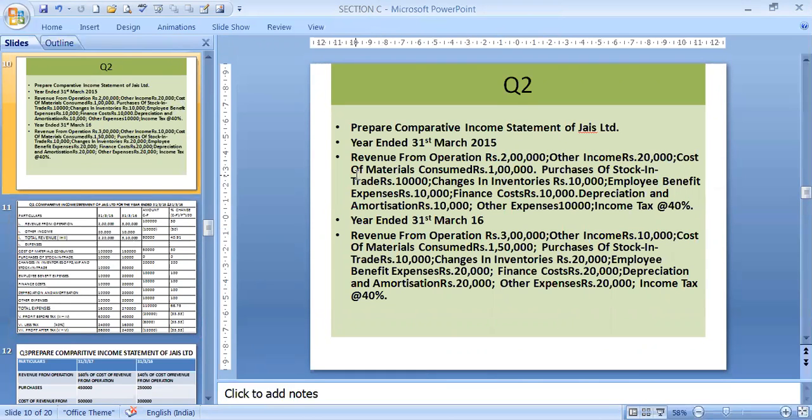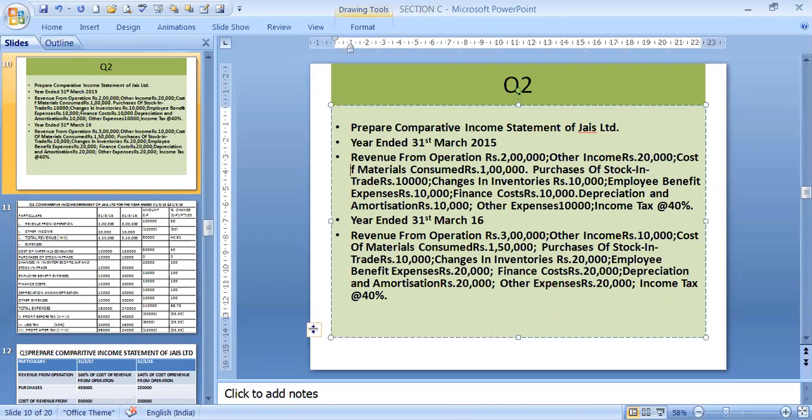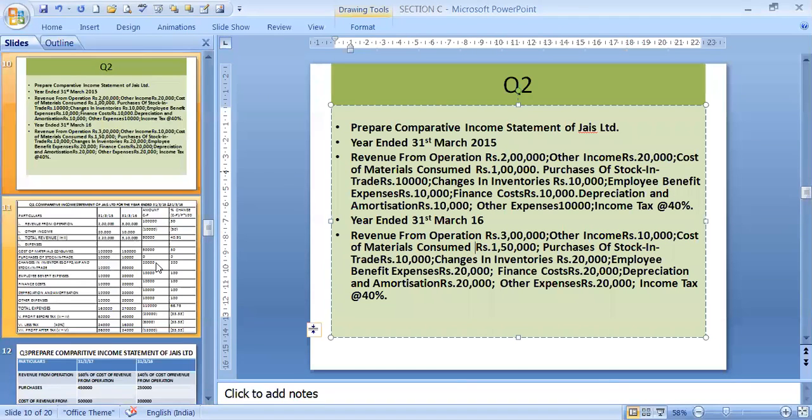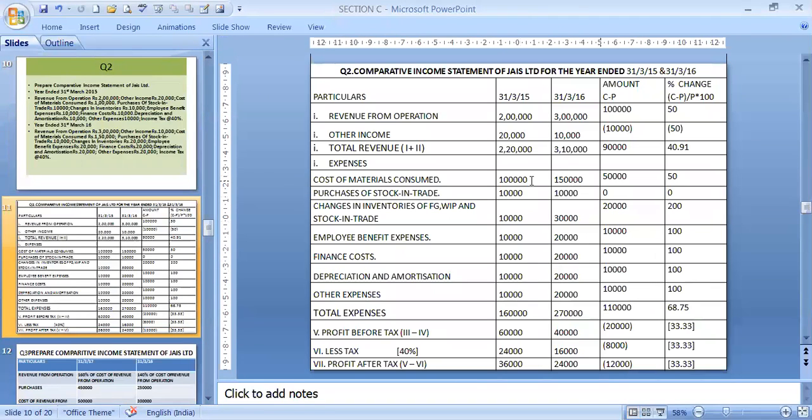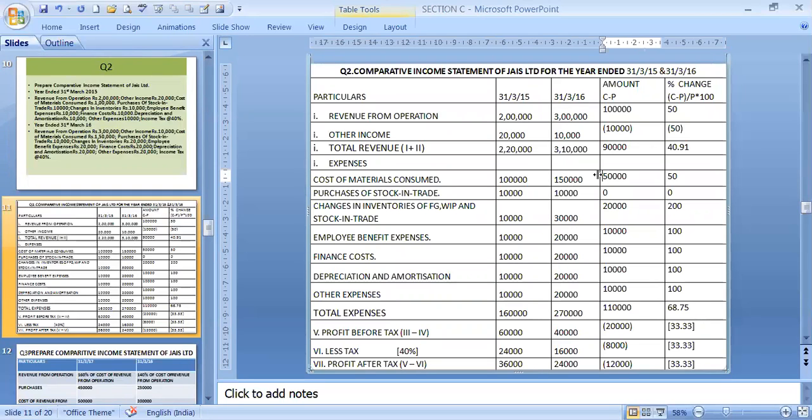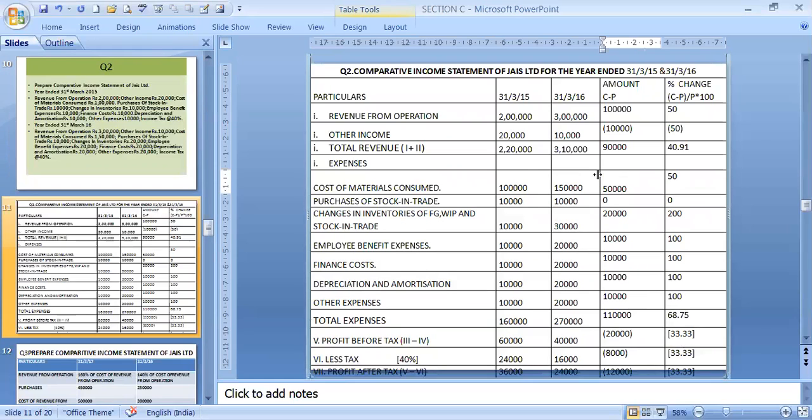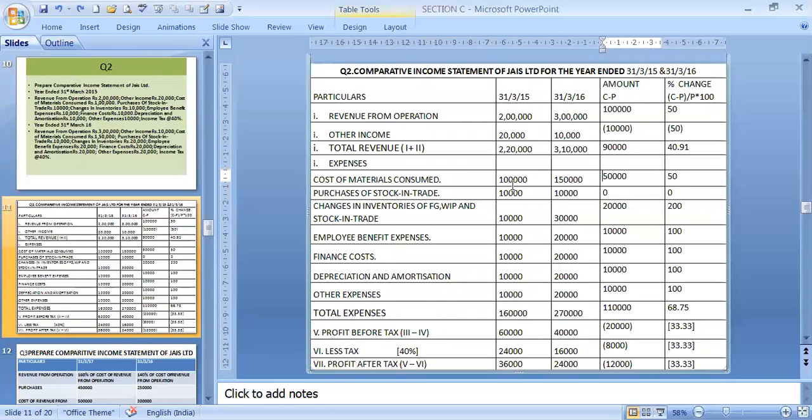Cost of materials consumed is rupees 1 lakh in 2015, and cost of material consumed in 2016 is 1,50,000. So let's fill up these two figures. Students, see, one is 1 lakh and one is 1,50,000. So cost of material consumed in 2015 is 1 lakh and in 2016 it is 1,50,000.